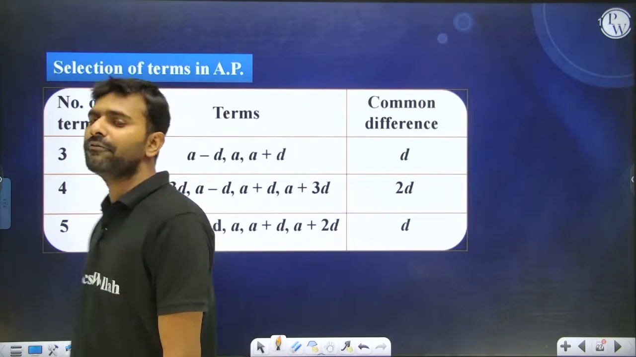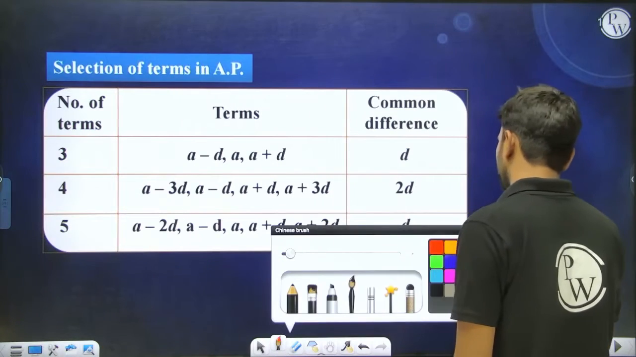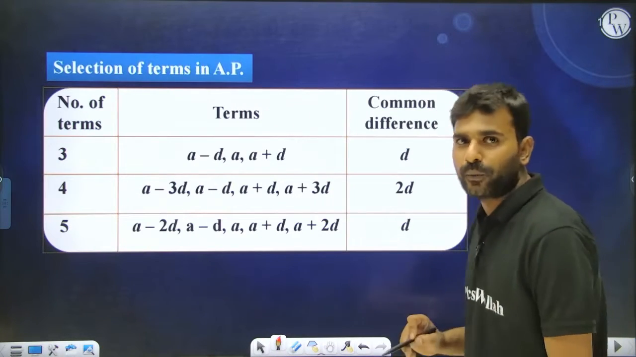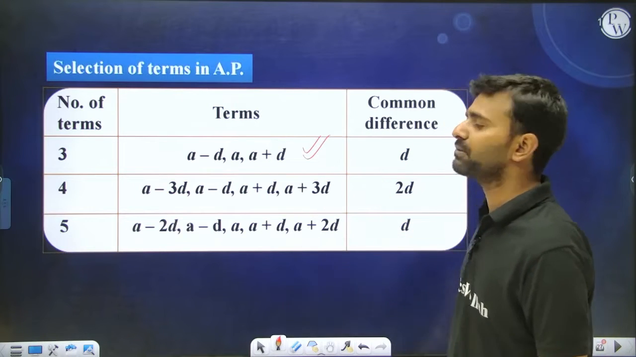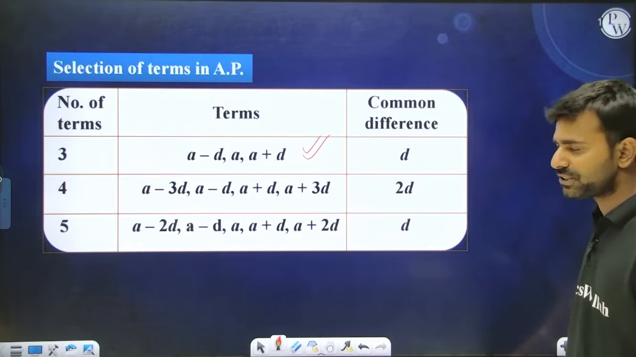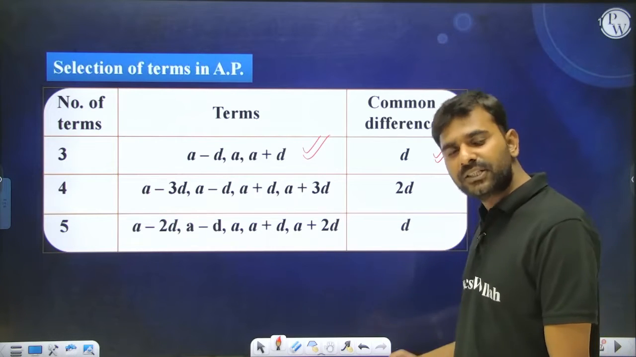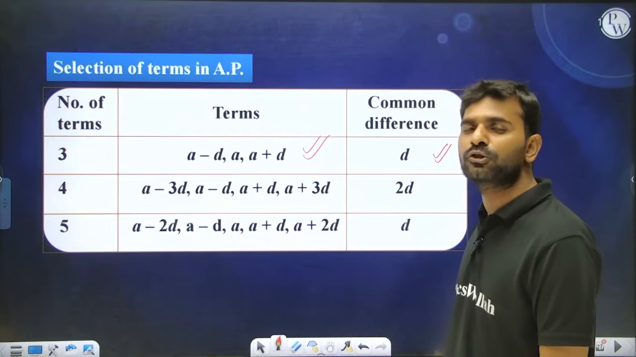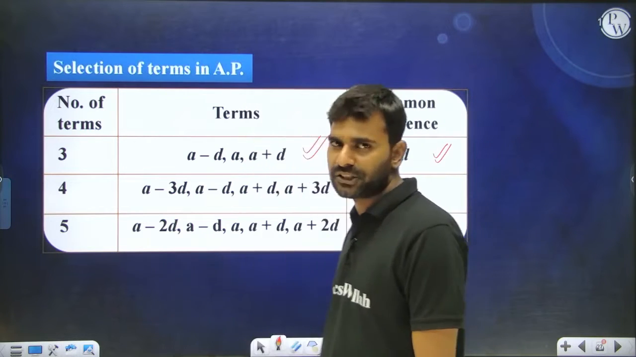Now there is one very important thing which we need to follow in order to select a few terms for an AP. If a question is saying that there are three terms in AP, then take those three terms like this: A minus D, A and A plus D. Obviously the common difference of these three terms is nothing but D only. This will help our problem solving. This will help to reduce the number of calculations in the problem solving.